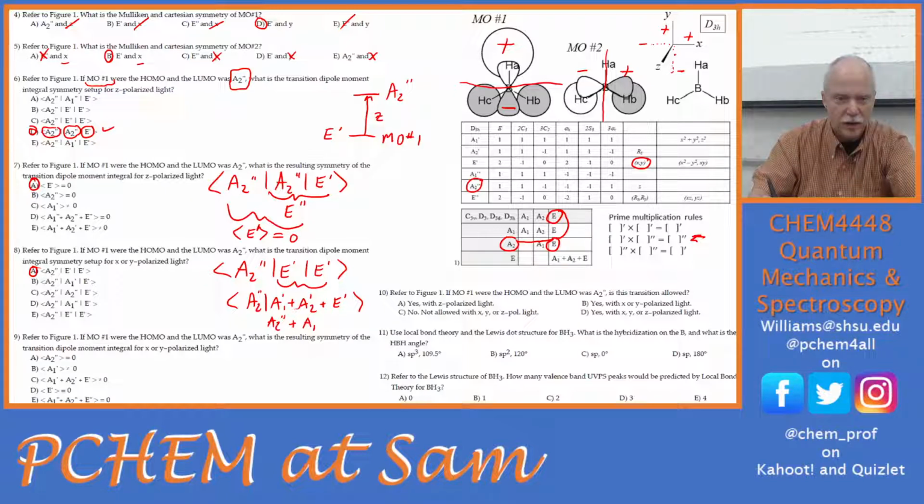And then, let's see, is that right? Yeah. Prime times double prime is double prime. Yep. So A2 times A2 is A1, and then double prime times prime is double prime. And then A2 times E gives E double prime. And so that's going to equal 0, because it's not top row. I have an A1 there, but it's A1 double prime, and this top row is A1 prime. Okay.